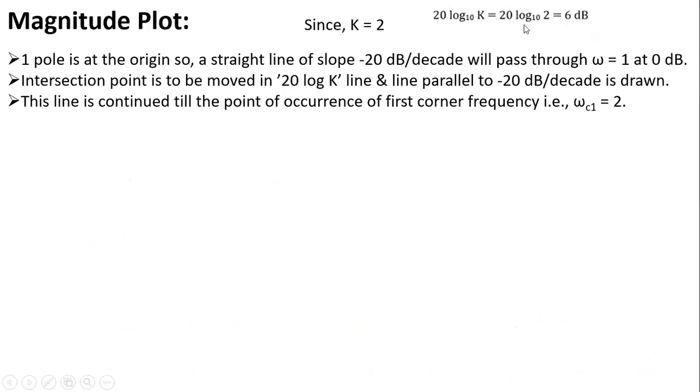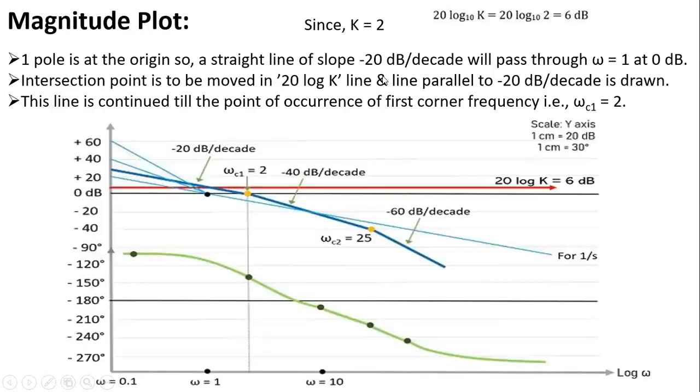So the log 2 value we can always take. So 20 into that, we get 6. Okay, so 6 decibels will be 20 log k, equal to 20 log 2, equal to 6 decibels. One pole is at the origin, as in the previous example. So a straight line of slope minus 20 decibels per decade will pass through omega is equal to 1 at 0 decibels.